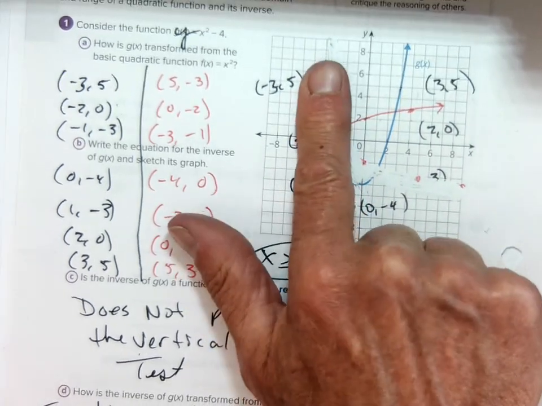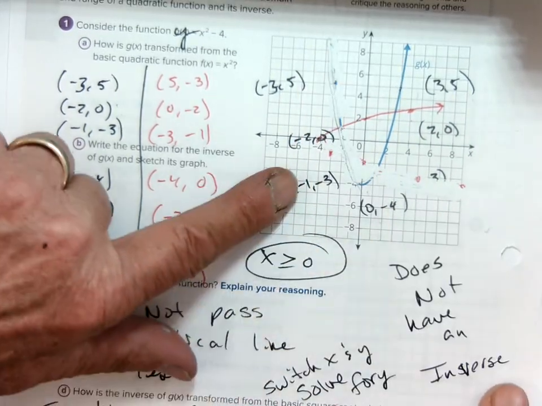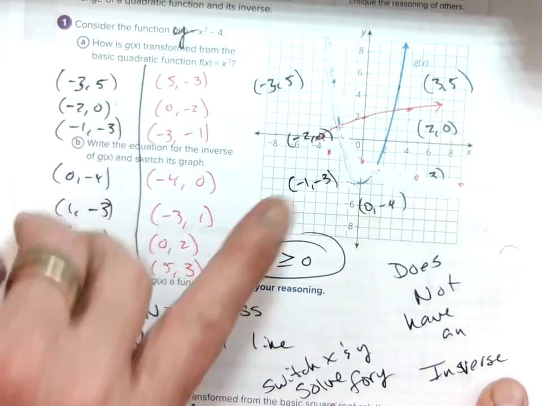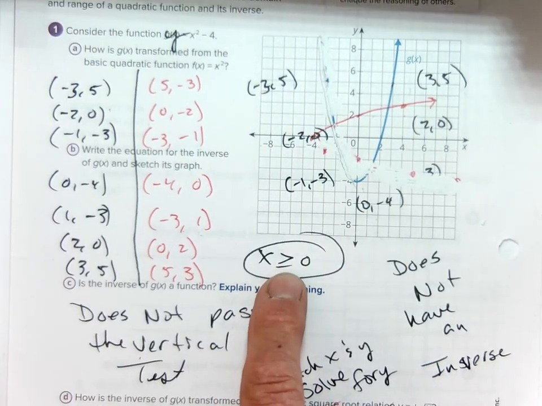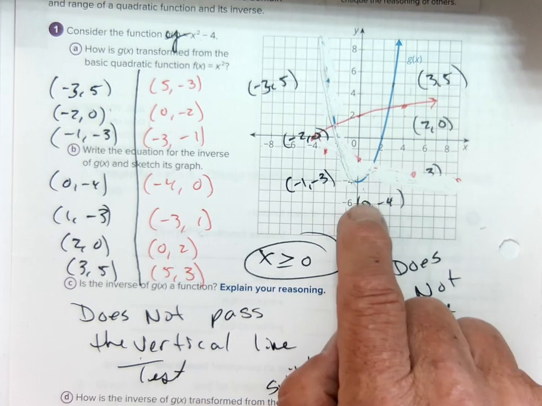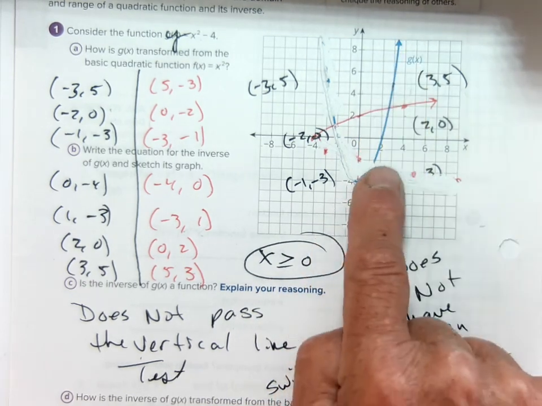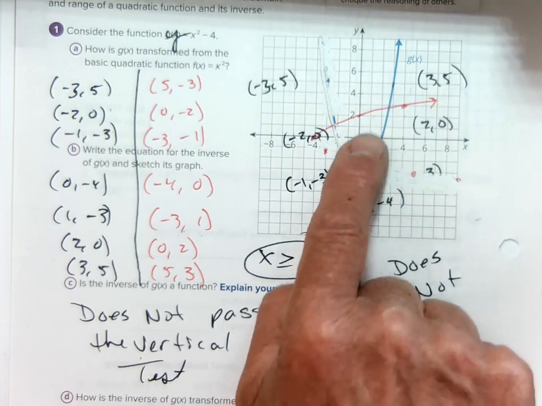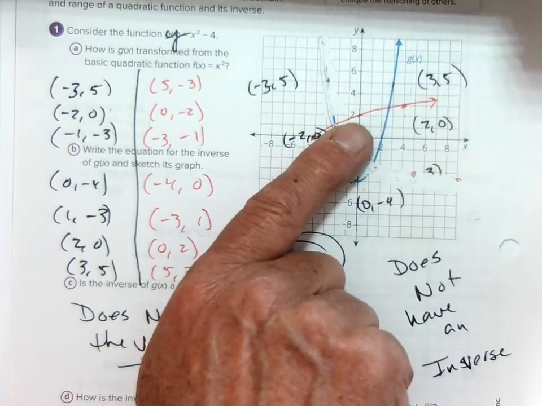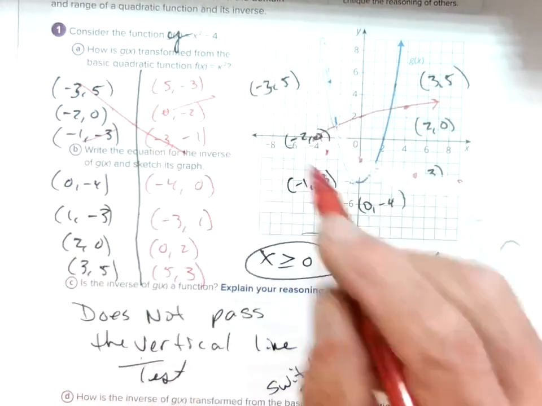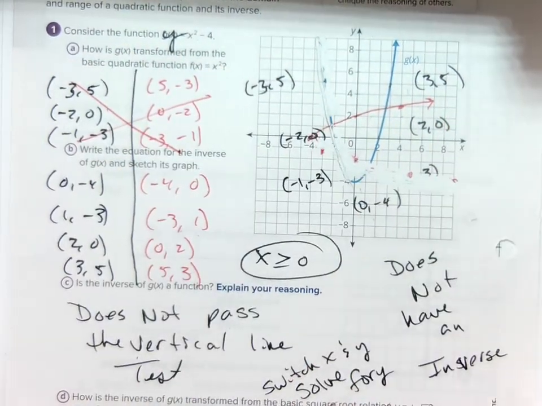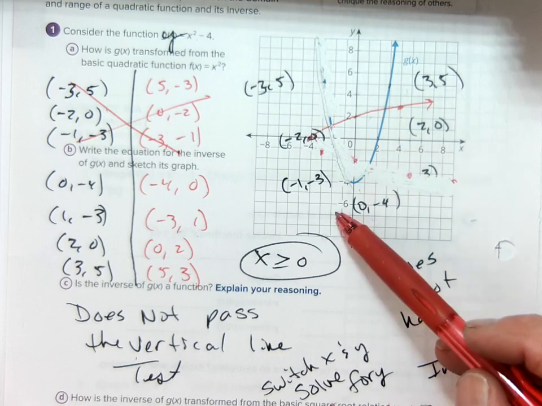So then I said, well, I want it to have an inverse, so I want to get rid of the back half of the graph so that it is a function. I got rid of the back half of the graph by changing its domain. So let's change the domain to x is greater than or equal to 0, so I only see the positive part of this graph. When I do that, then when I switch the points, I get rid of all of these points, and I only have the top part of the graph, okay? So now it has an inverse graph.